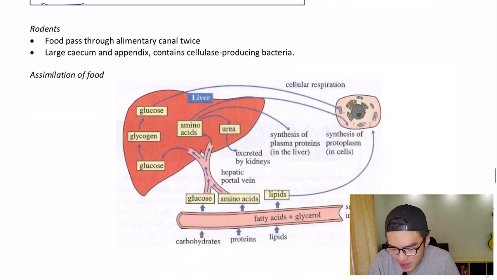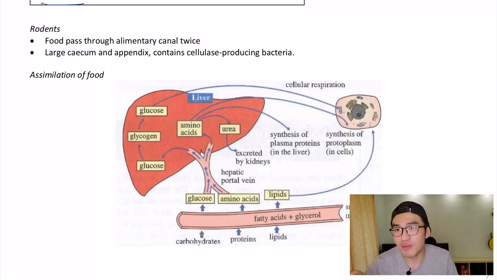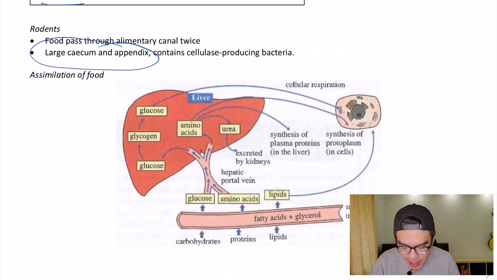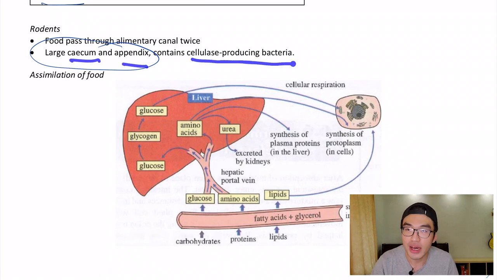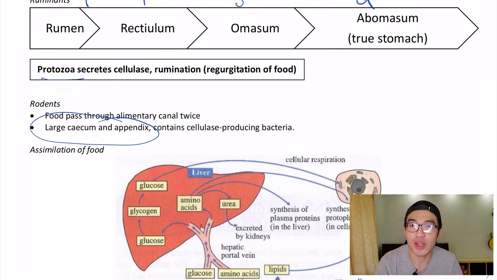Moving on. Rodents, rats and rabbits: the food will pass through their alimentary canal twice. The first time it passes through, they will eat back their feces, and then it passes through again for absorption. This is because they have a large cecum and appendix. This is the adaptation, please memorize this. In this cecum and appendix, they have cellulase-producing bacteria, similar to our cows. Both of them have cellulase. We don't have cellulase, that's why we cannot digest cell walls.